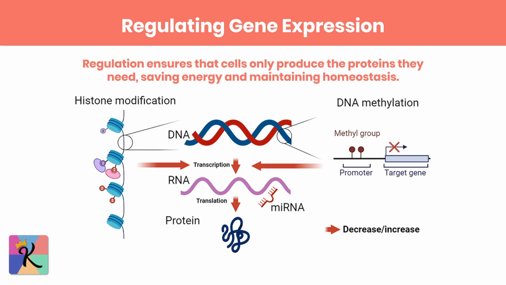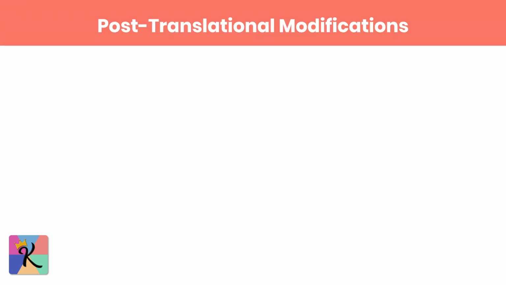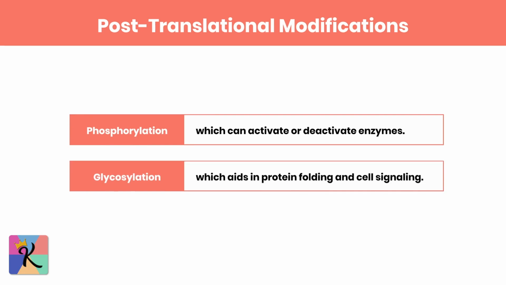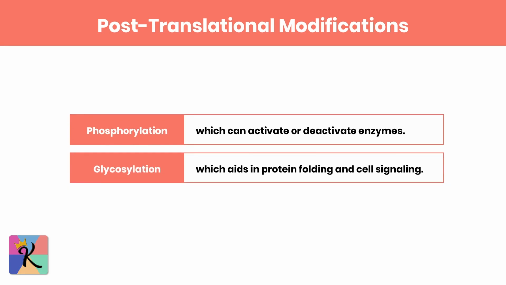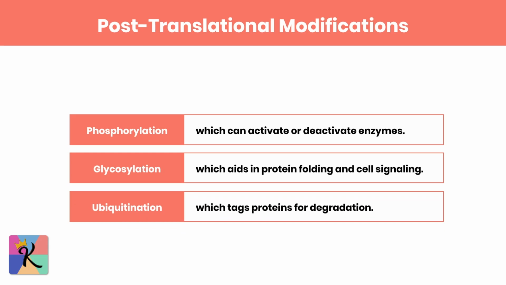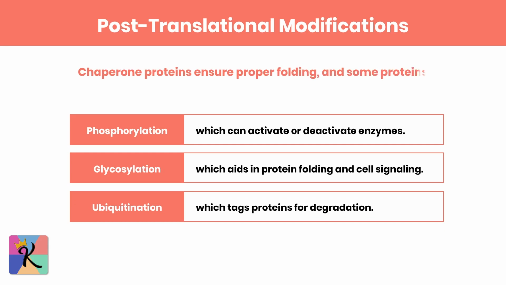Even after translation, proteins often undergo post-translational modifications to become fully functional. These include phosphorylation, which can activate or deactivate enzymes, glycosylation, which aids in protein folding and cell signaling, and ubiquitination, which tags proteins for degradation. Additionally, chaperone proteins ensure proper folding, and some proteins require cleavage to become active, as seen with insulin. Let's recap the key points.